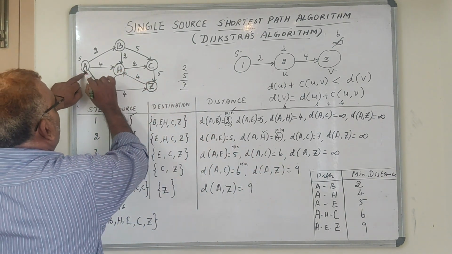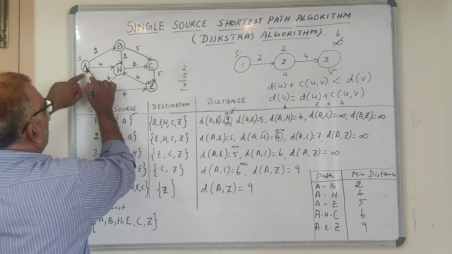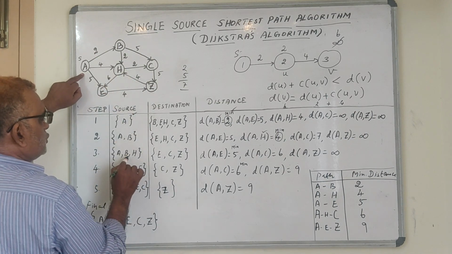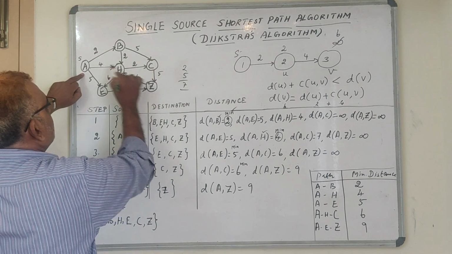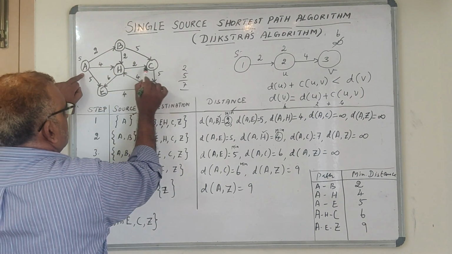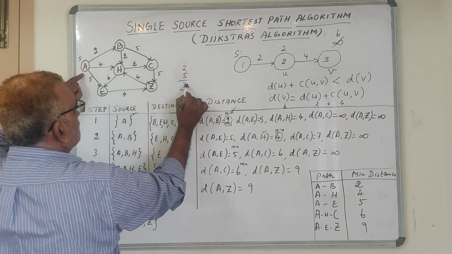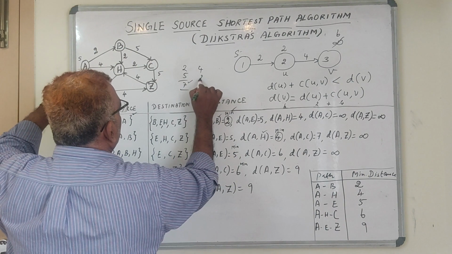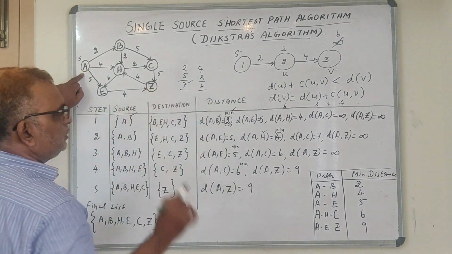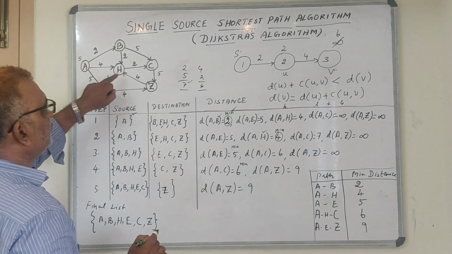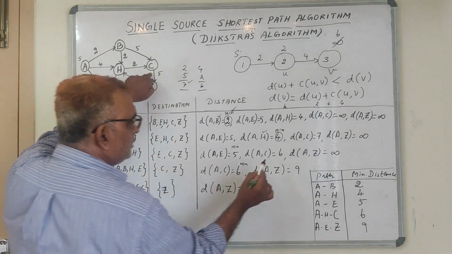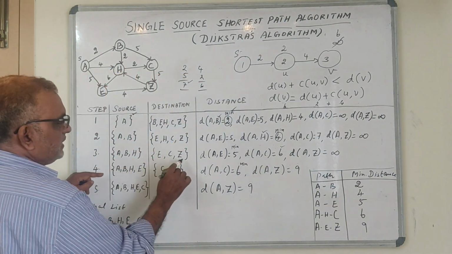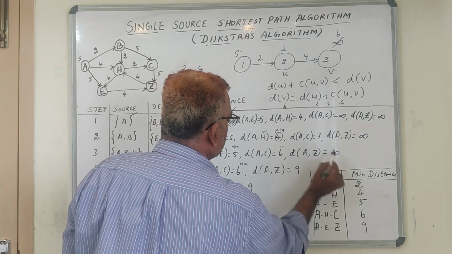How? For reaching C, we now have two paths, because H is also available in the source list. We can reach C through B as well as through H. If you use B, the cost is 7. If you use H, it is 4 plus 2, that is 6. You have to take the minimum value, so reaching C through H is minimum, that is 6. Then A to Z is nothing but infinity.